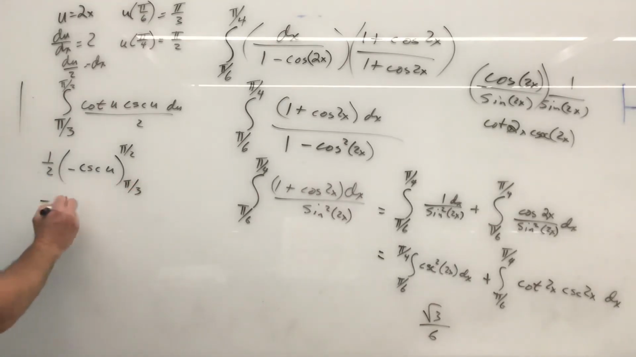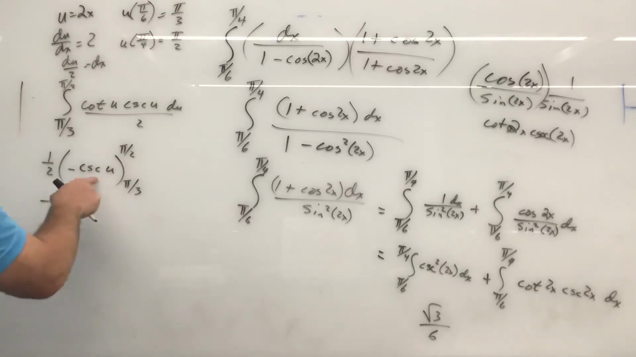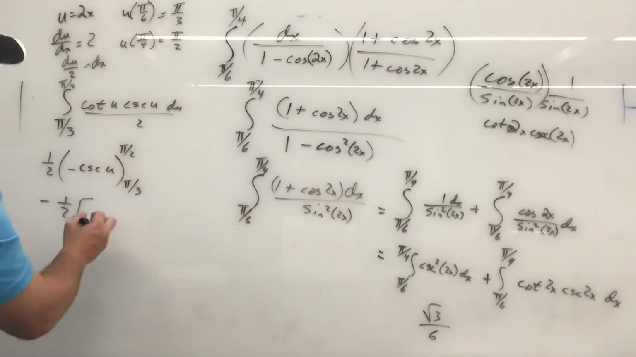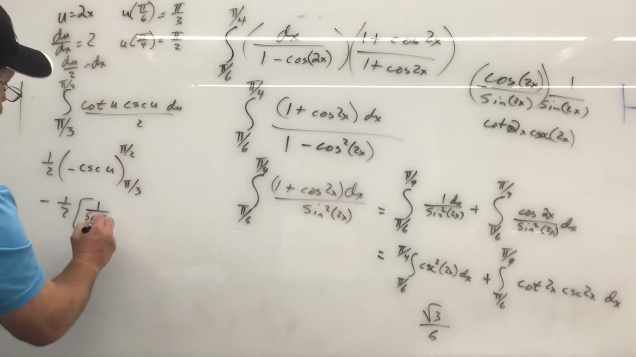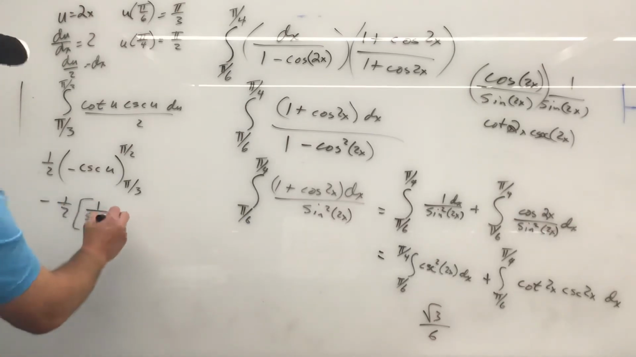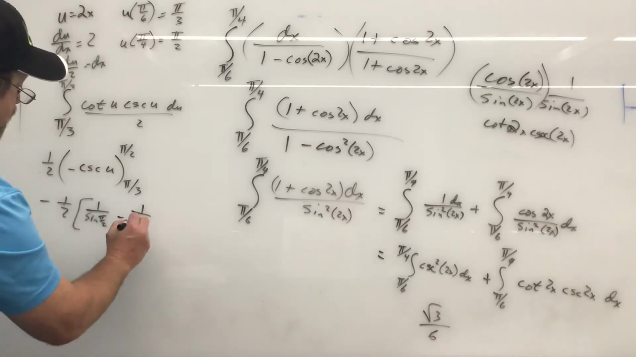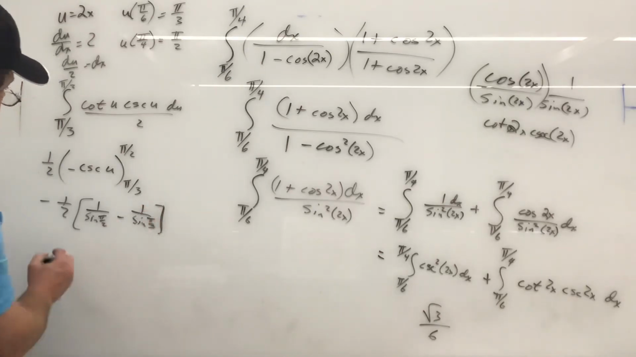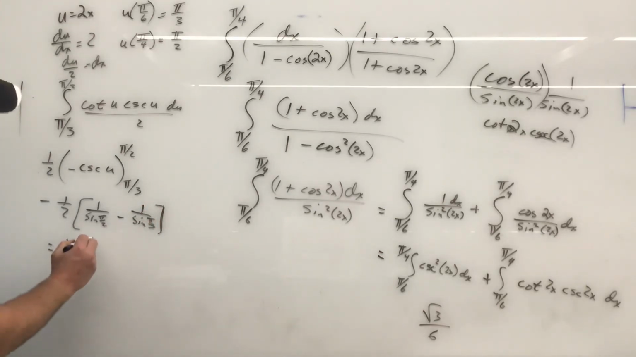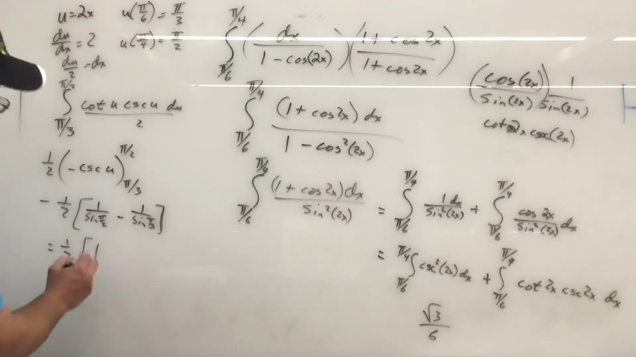Again, I'm going to pull the negative 1/2 outside. And I have cosecant of u. Well, cosecant is 1 over sine. So this is 1 over sine evaluated at pi over 2 minus 1 over sine evaluated at pi over 3. And sine of pi over 2, that's straight up on the unit circle. That's where sine is 1. So this is 1 over 1, it's just 1.